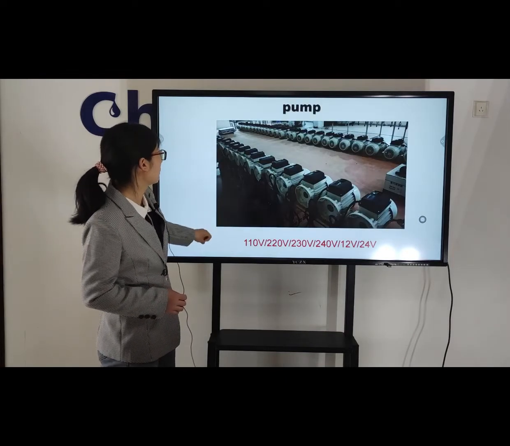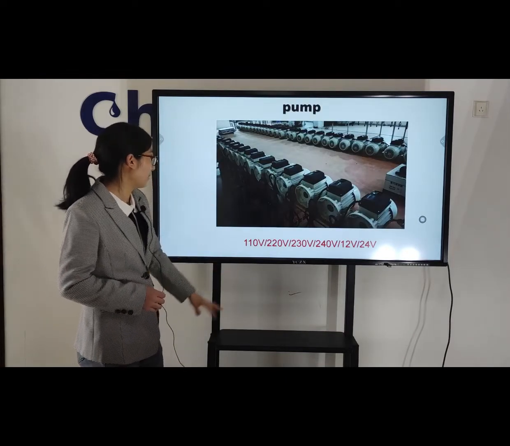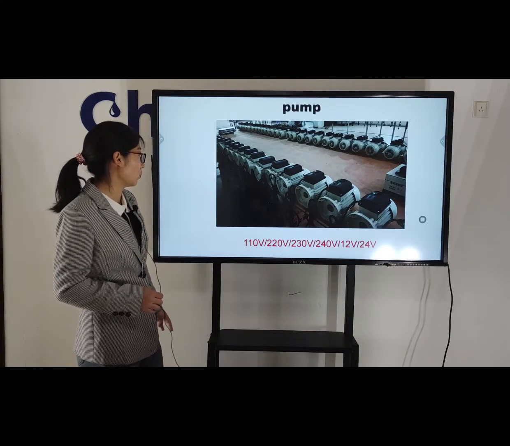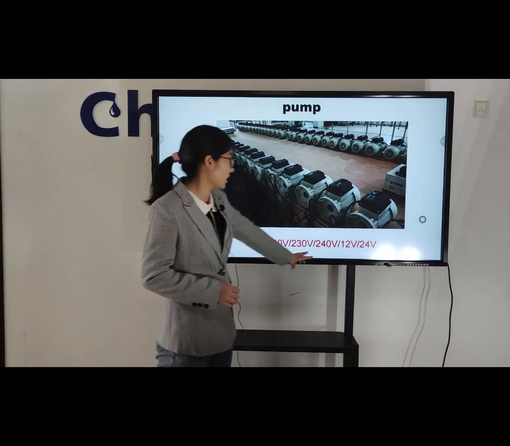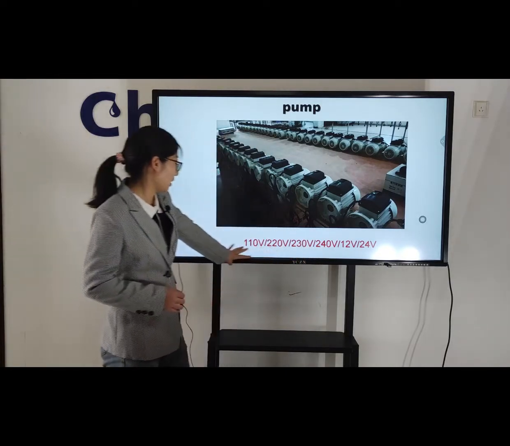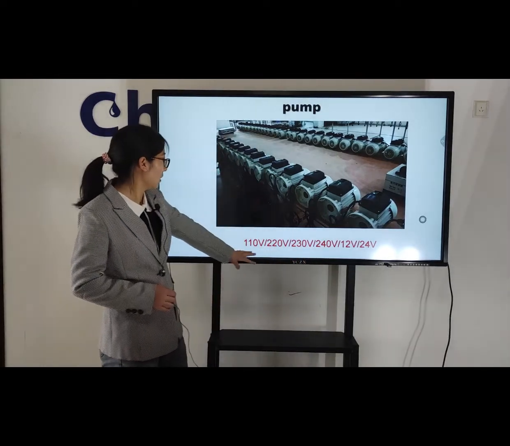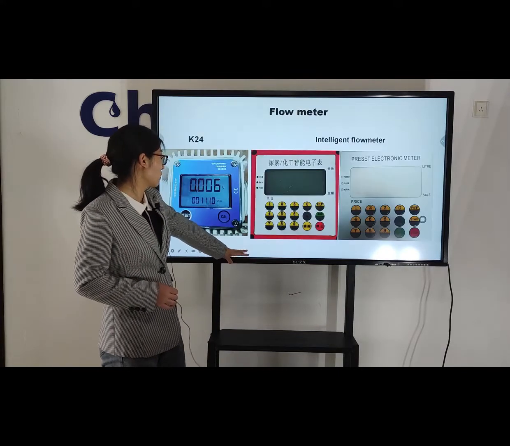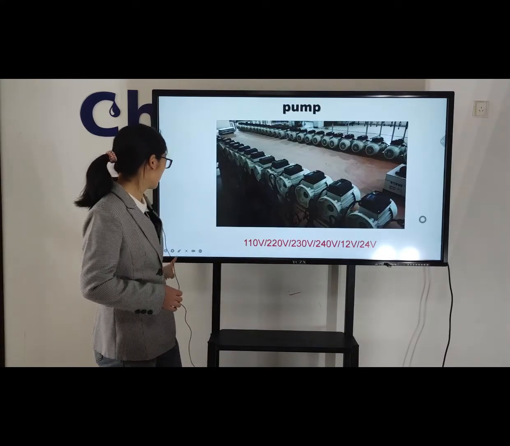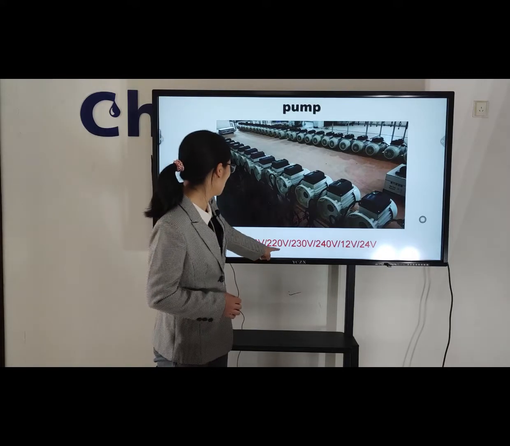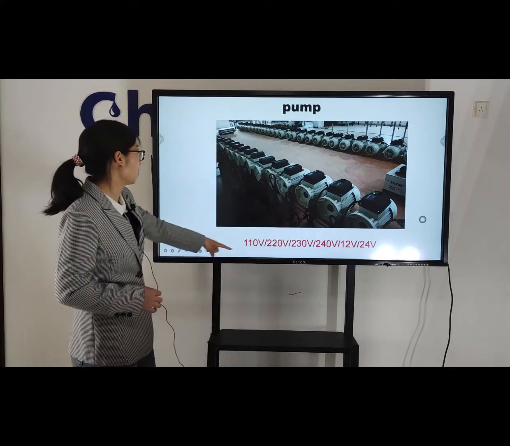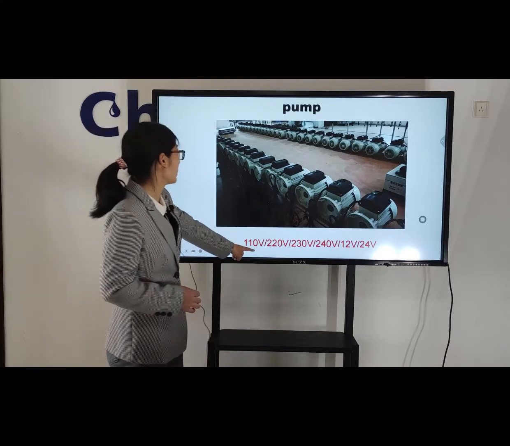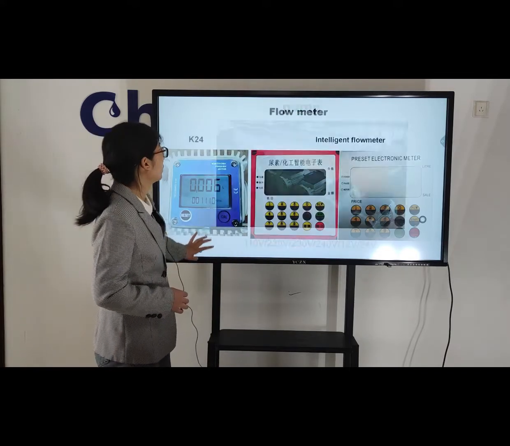First is about the pump. Actually, in different countries we have different voltage, so we have to first confirm with clients which kind of voltage is in their country. For example, in Colombia, it is this one, 110, and in other countries it might be this one or this one. So we have to confirm this point with clients first.